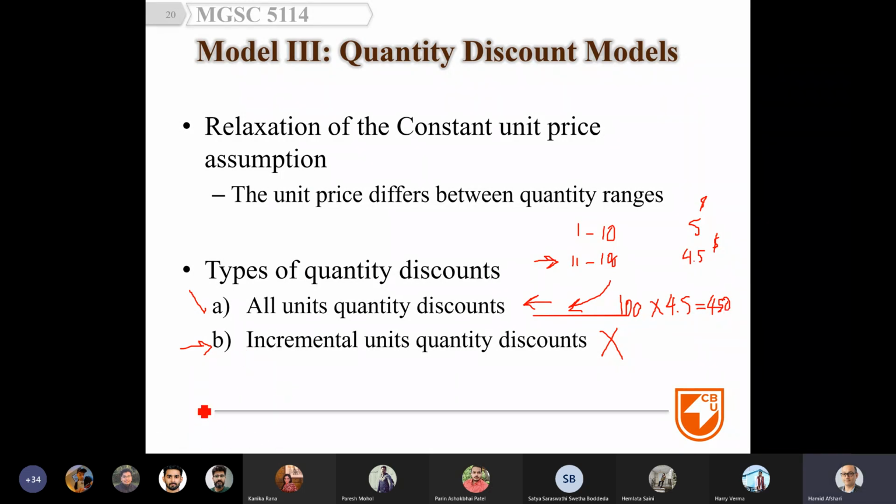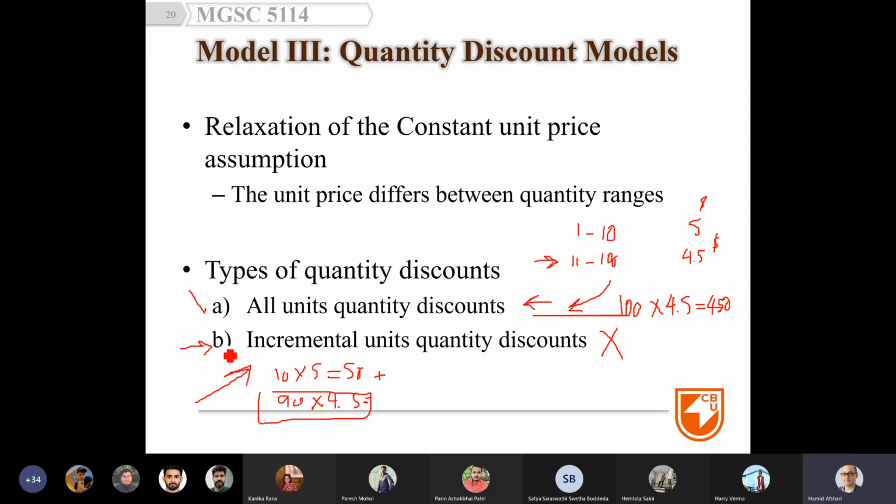Okay, if I use the second system, how much should I pay? So from 1 to 10, it will be $5. So 10 multiply into $5, so 50. $50, yeah, for the first 10 units. And for the other 90, I have to pay 90 into the unit price, 4.5. So whatever this is, you have to add this one to the multiplication of this one, and then you will have the total money that you have to pay.